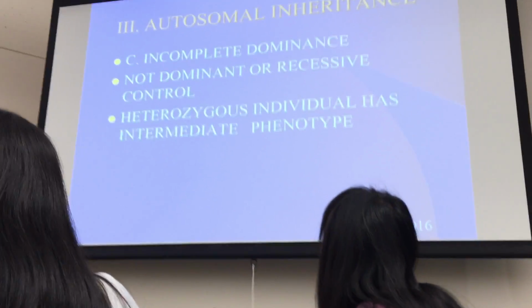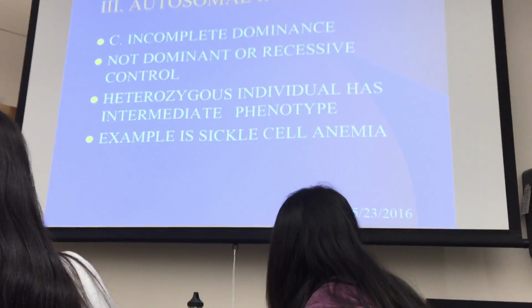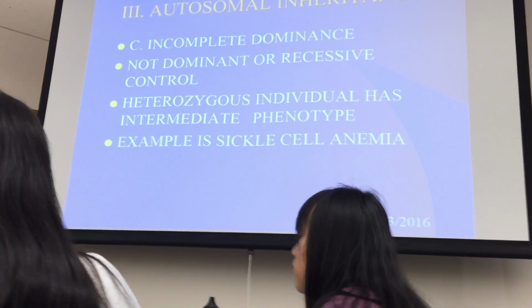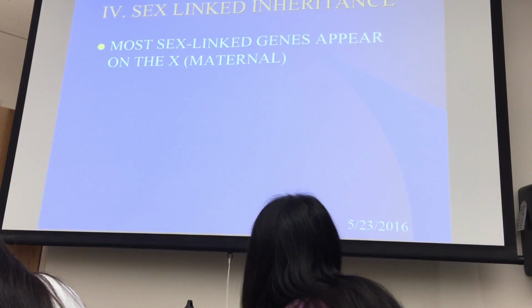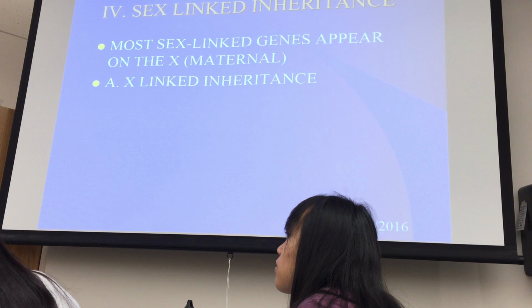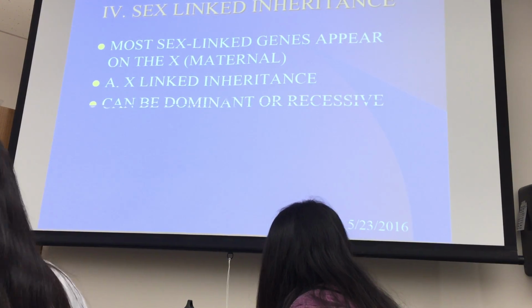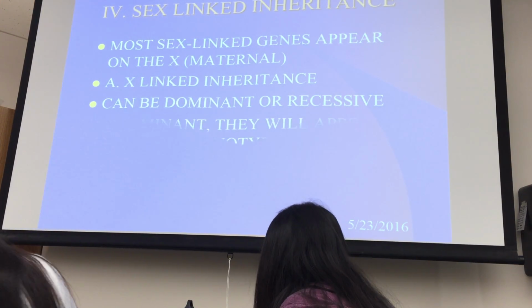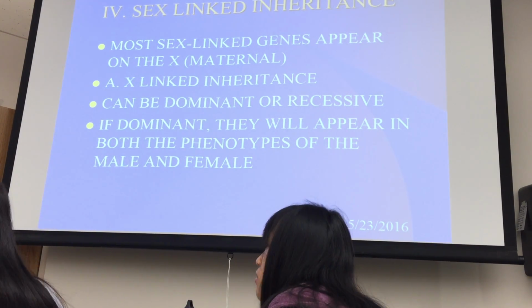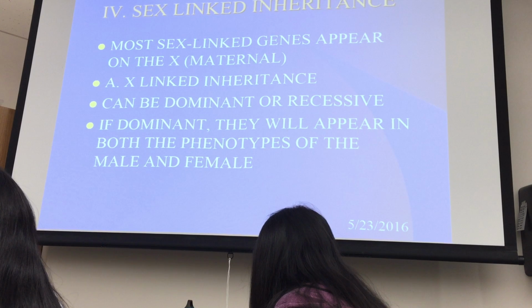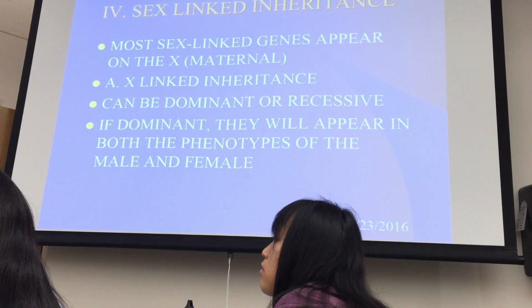Incomplete dominance: heterozygous has an intermediate phenotype, an example being sickle cell. And then we get into one that you haven't talked about before, sex-linked inheritance. You have to set these up a little bit differently. And this is where we're getting toward your extra credit problem set.